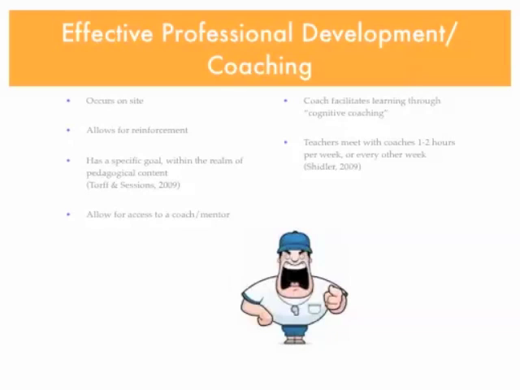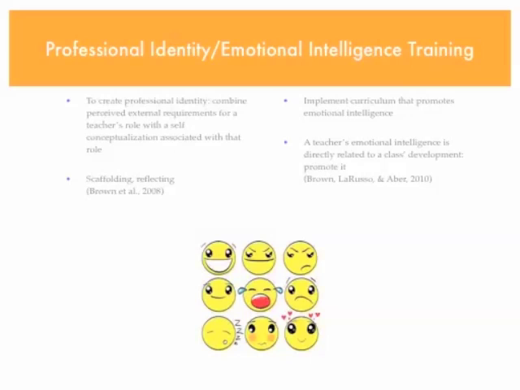Coaches could model and answer strategies such as 1, 2, 3, eyes on me, and watch teachers implement the strategy and improve their classroom management. To help teachers create an appropriate professional identity, that is one that acknowledges the actual skills and qualities needed for a teacher to possess in order to be successful, research suggests that teachers need to be constantly informed on these external requirements and asked to create a self-conceptualization associated with that role through scaffolding and reflection.